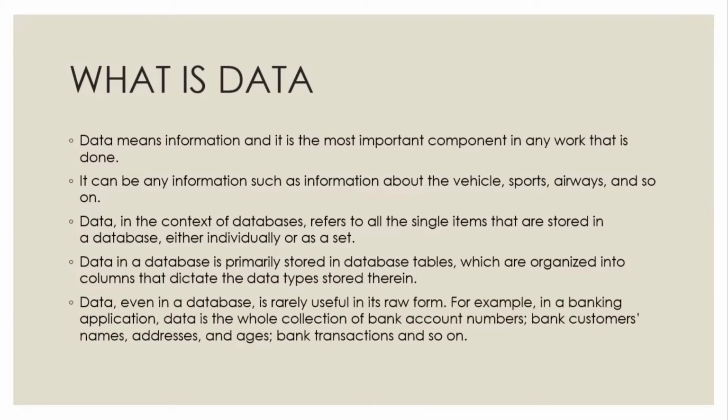Data, even in a database, is rarely useful in its raw form. For example, in a banking application, data is the whole collection of bank account numbers, bank customers' names, addresses, ages, bank transactions, and so on. What is raw form? Raw form means there is not a complete meaning to it, and the columns in which we do computations cannot be stored in a database. Like we have grades and marks of students, and we have to calculate the percentage. We cannot calculate the percentage in a database management system. We just have a collection of information about the grades, marks, names, numbers, and addresses of the students, but we cannot do computations in a database.